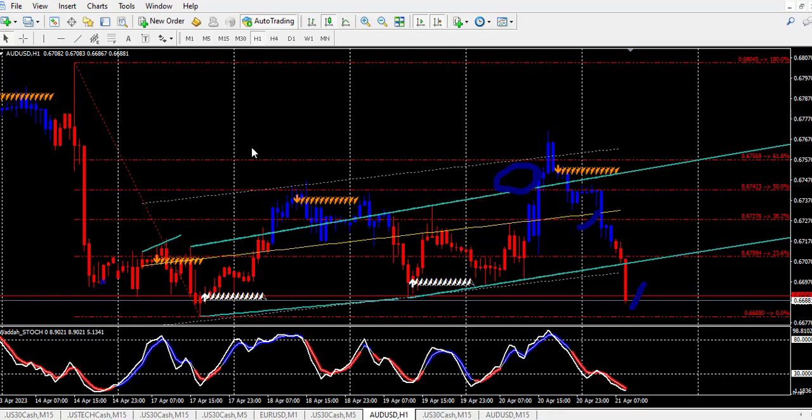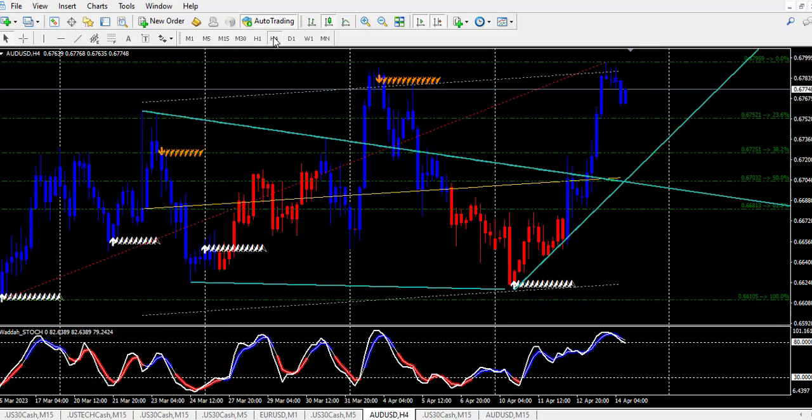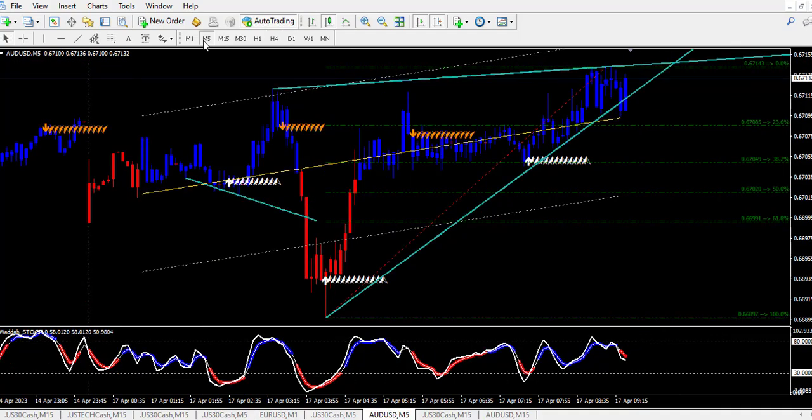It depends on the time frame you want to pick your trade from, and this is it on 1 hour. It's still the same rule that you have to follow. Here it is on the 4 hours. Then we have it here on the 5-minute time frame, and here it is on the 1 minute time frame.